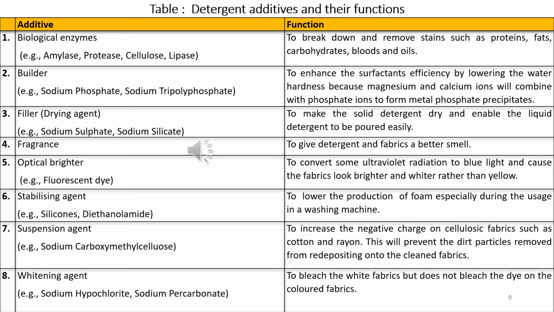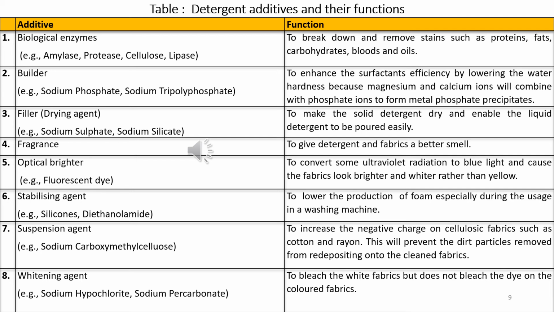Protease breaks down protein and other protein strands. Amylase breaks down starches, and lipase breaks down fats and grease. Washing powder usually consists of one type of biological enzyme, mostly consists of two types of biological enzymes, and mostly consists of all types of enzymes.